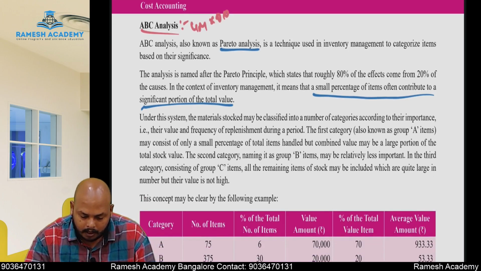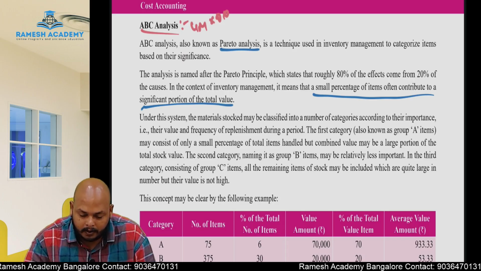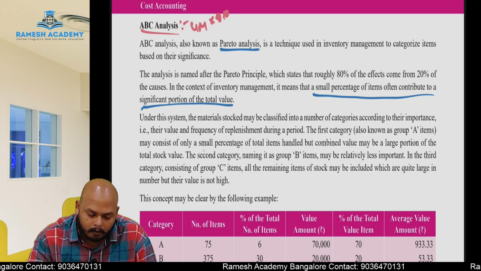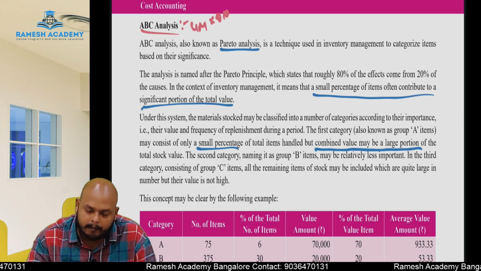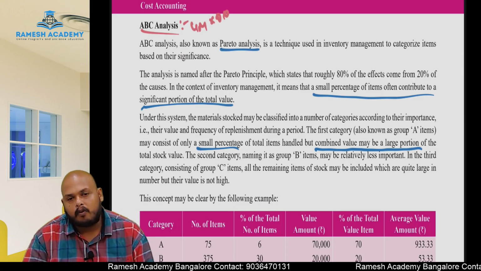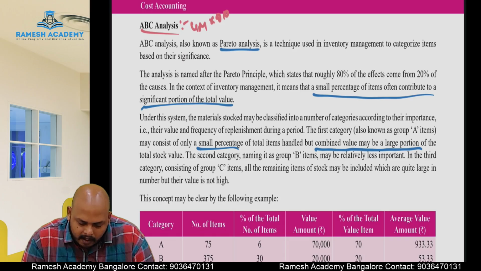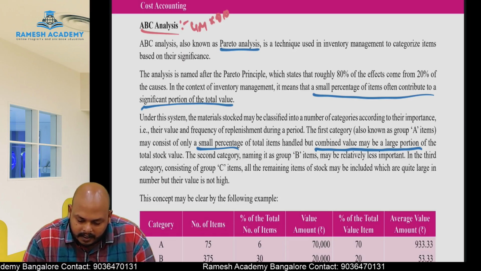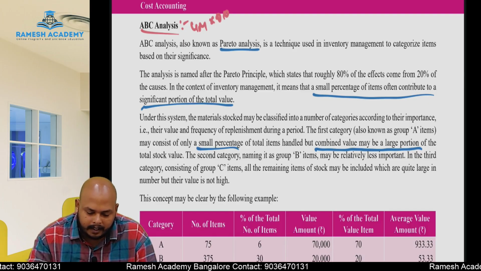Under this system, the materials stocked may be classified into a number of categories according to their importance, their value and frequency of replenishment during a period. The first category is known as group A items, which may consist of only a small percentage of the total items handled, but the combined value may be a large portion. That is called A category items. Quantity will be a small percentage but the value will be very high. The second category in the group is B category items, which may be relatively less important. These items have moderate quantity, and moderate control will be there. The third category consists of group C items.